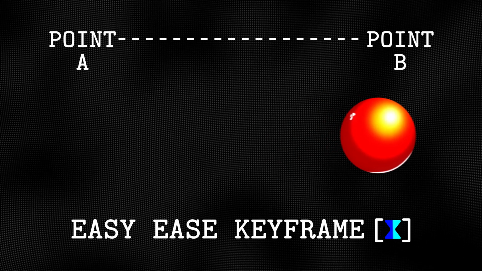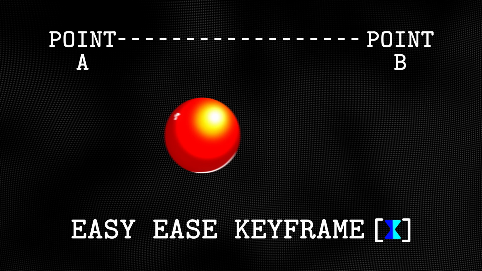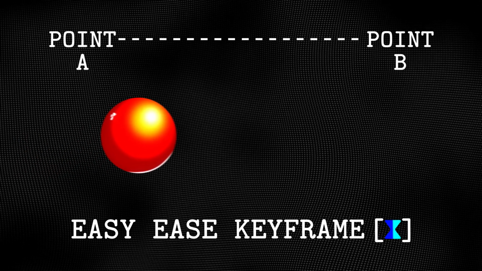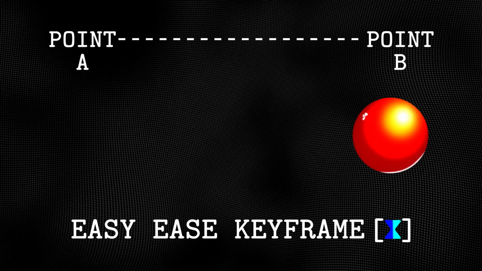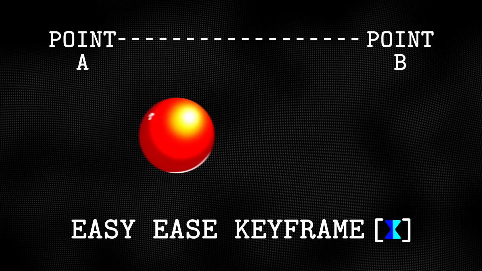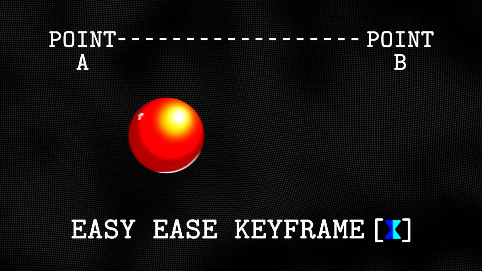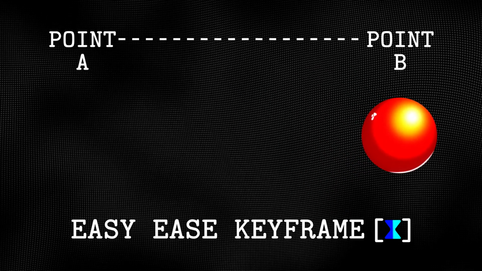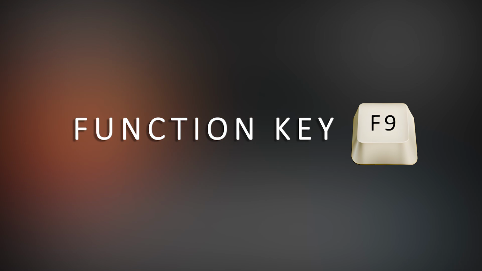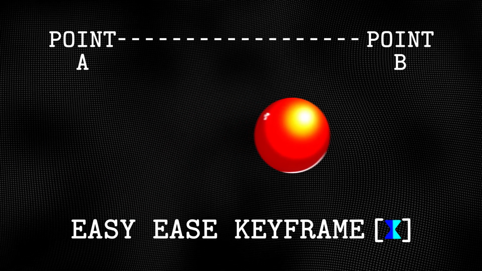Okay, so let's talk about Easy Ease keyframes. Now, when you have your basic linear keyframe animation done, we can see how to create an Easy Ease keyframe. Select your keyframes, go to Keyframe Assistant, and then select Easy Ease. The keyframe should look like an hourglass if you have selected the right keyframe style. Or you can simply press function key F9. That's the shortcut for the Easy Ease keyframe. That's the most used keyframe, so you better remember the shortcut for next time.